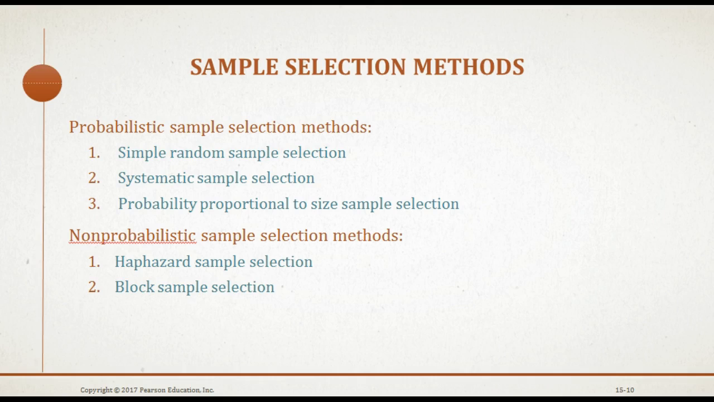The methods used in probability sampling selection include simple random sample selection, systematic sample selection, and probability proportional to size sample selection. In contrast, non-probability sample selection methods include the haphazard sample selection and the block sample selection method.